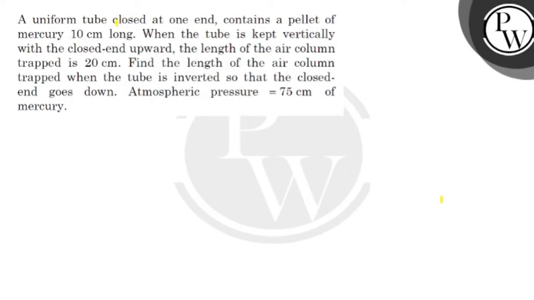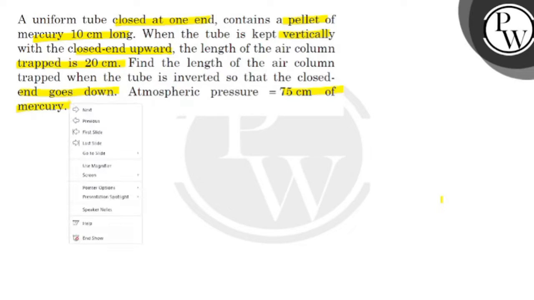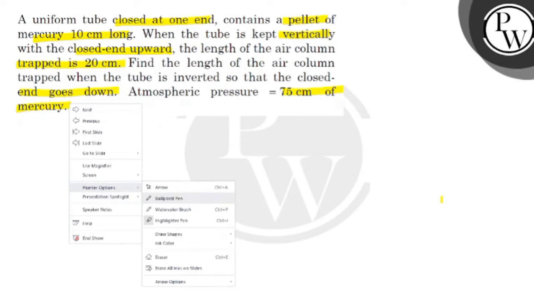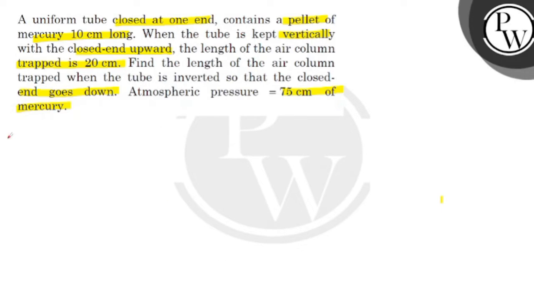A uniform tube closed at one end contains a fillet of mercury 10 cm long. When the tube is kept vertically with the closed end upward, the length of air column trapped is 20 cm. Find the length of air column trapped when the tube is inverted so that the closed end goes down, given that atmospheric pressure is 75 cm of mercury. So we have to find out the length of air column when the tube is inverted. Okay, so let's start this question.